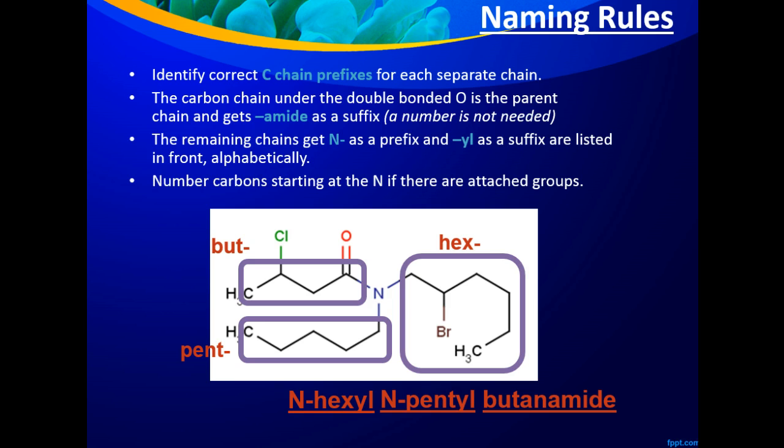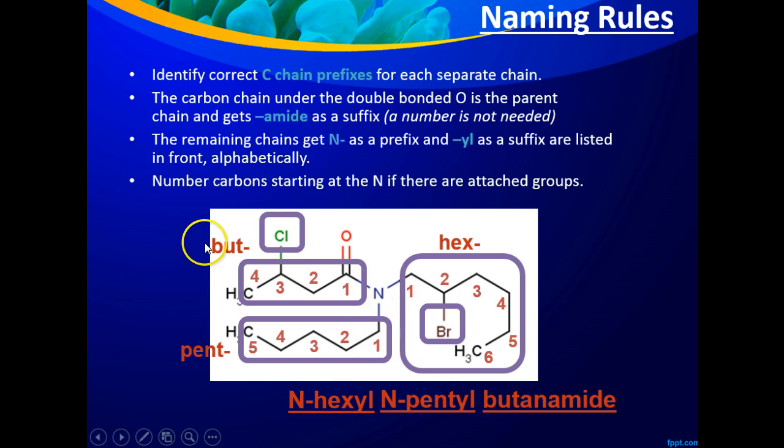We would be done, except there's attached groups happening in this molecule, a chloro and a bromo. You have to account for them too. So to do that, we've got to number the chains. You number starting at the nitrogen. Don't number the nitrogen. You start at the carbon next to the nitrogen, and you number out from there, as shown. That means you have the chloro on carbon 3 of the bute, and the bromo on carbon 2 of the hex. The only issue is, where do you put them?